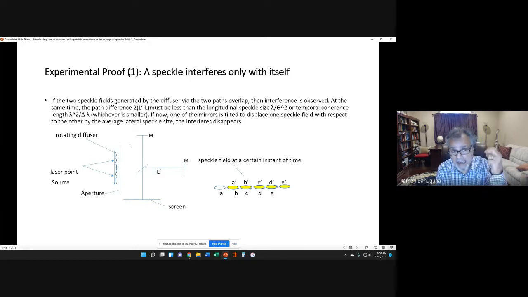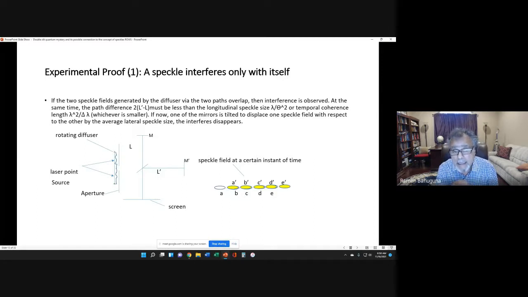When the diffuser is rotating, you will see that the interference vanishes. But if A prime and A, B prime and B, C prime and C, D prime and D, and E prime and E are overlapping, that means you do not tilt the mirror, you get a good interference pattern. So please remember, the speckles have to overlap. That means a speckle has to overlap with its twin. That's very important, otherwise the interference doesn't occur.